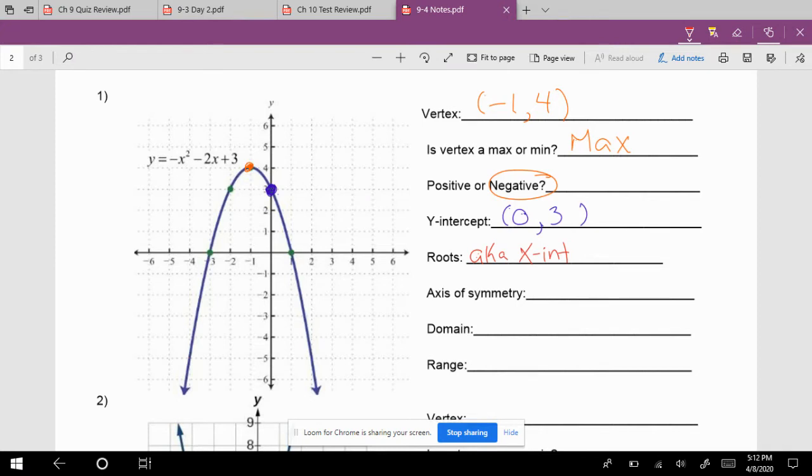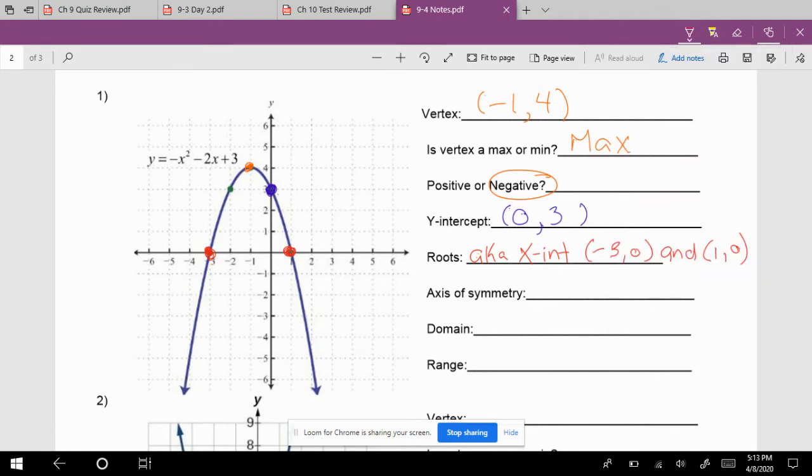So what are the roots of this? That's asking what are your x-intercepts? Well, this graph has 2. It has one at -3 and one at 1. So you would write out those coordinate points. That is -3, 0 and 1, 0. Those are my 2 x-intercepts.